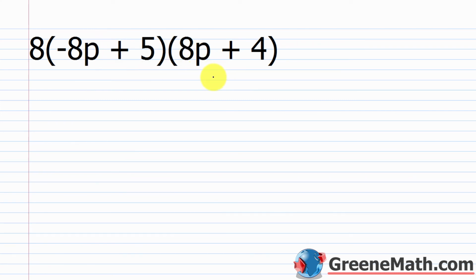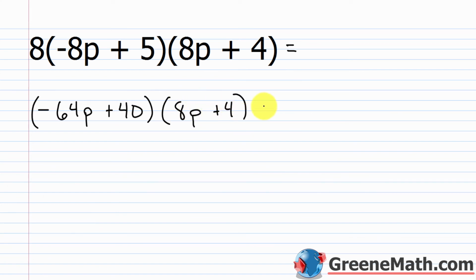It really doesn't matter. The easiest way for me is to just go in order. I would start by saying I have 8 times negative 8p, that's negative 64p. Then I have 8 times 5, that's 40, so plus 40. So now I have this guy times this guy, and now it's a problem that's pretty easy to deal with.